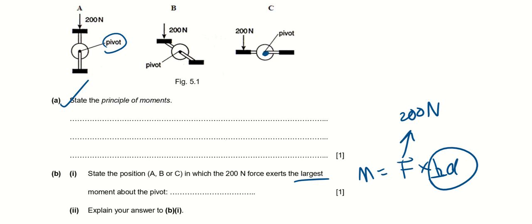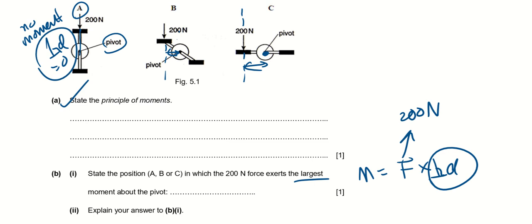So the pivot is here, and my 200 Newton force. Remember to draw a line of action of the force, and this is my perpendicular distance. I do this again, and you notice that the 200 Newton actually passes through the pivot. So for A, the perpendicular distance is 0. So A will actually have no moment. You always need to use perpendicular distance for your explanation.